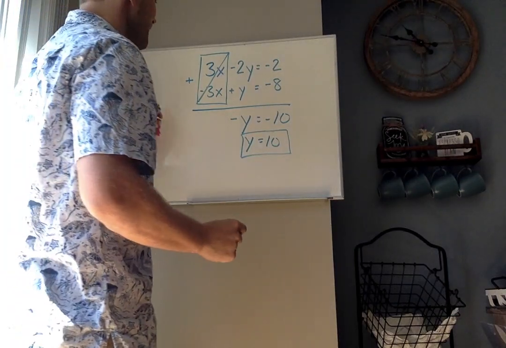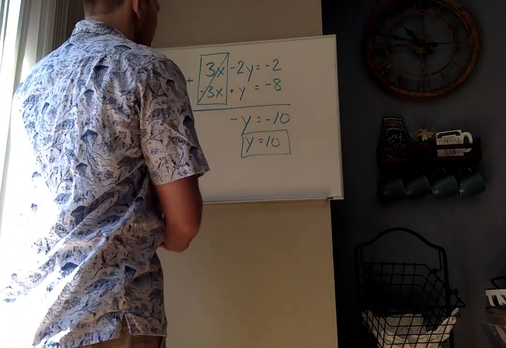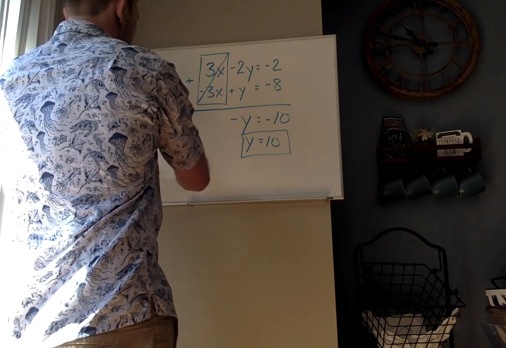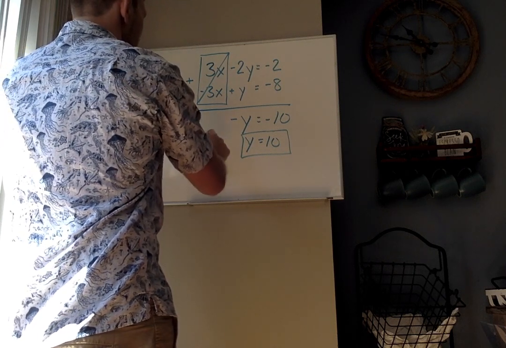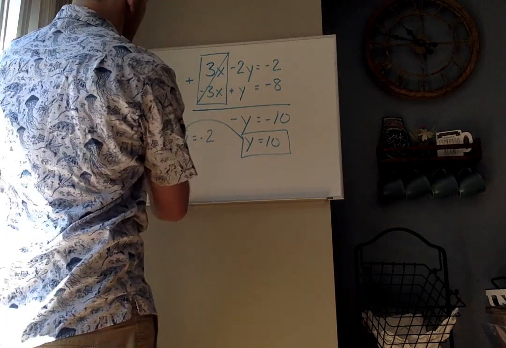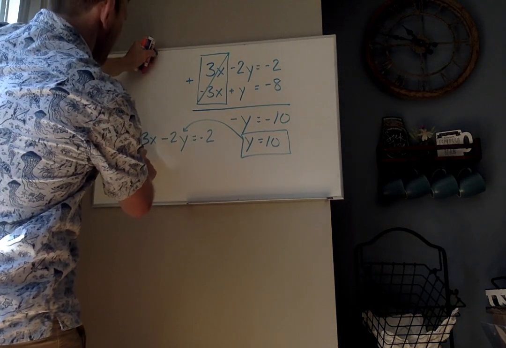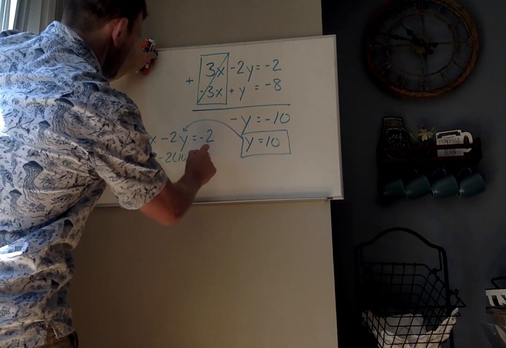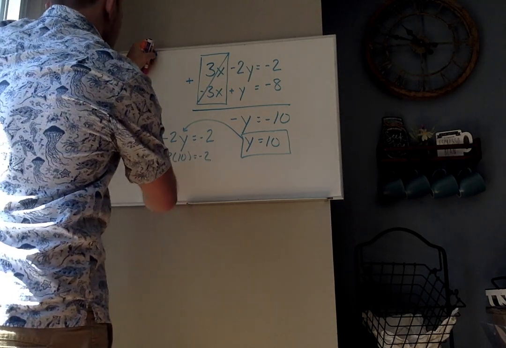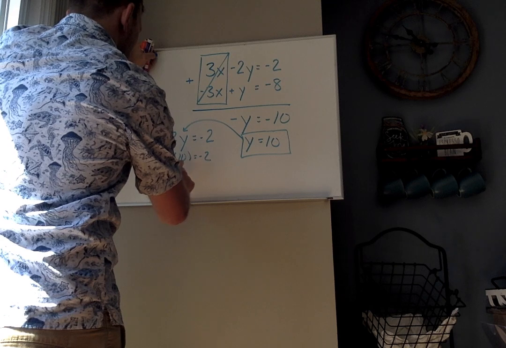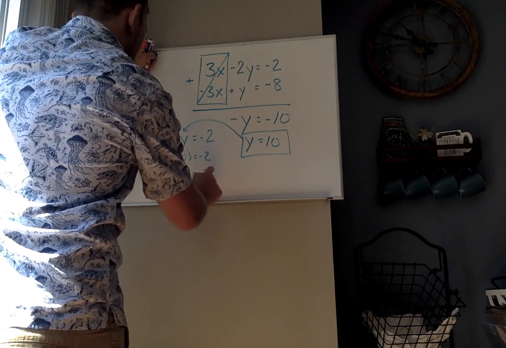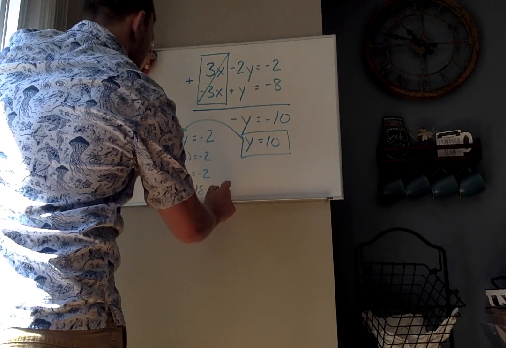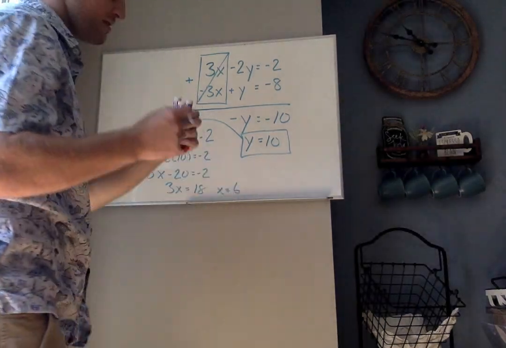Now that I have y equals 10, I'm going to go ahead and pick one of my equations. I like the top equation. And I'm going to take that y and plug it in. So I have 3x minus 2 times 10 equals negative 2. And now I'm going to go ahead and solve for x. I get 3x equals 18. I get x equals 6. So my answer is 6, 10.